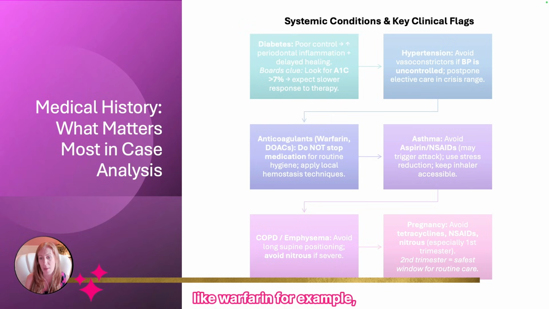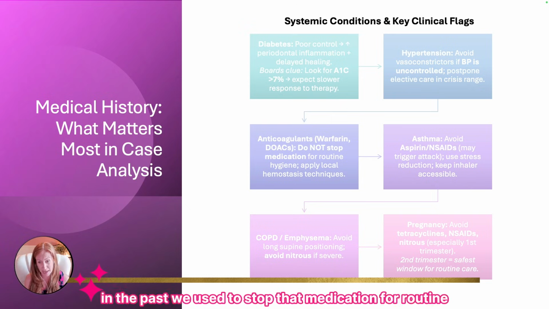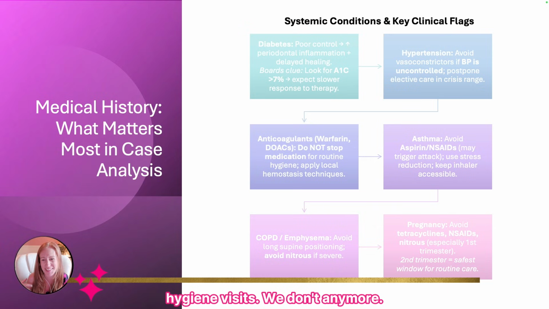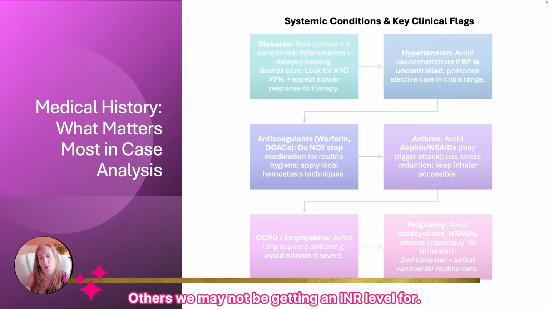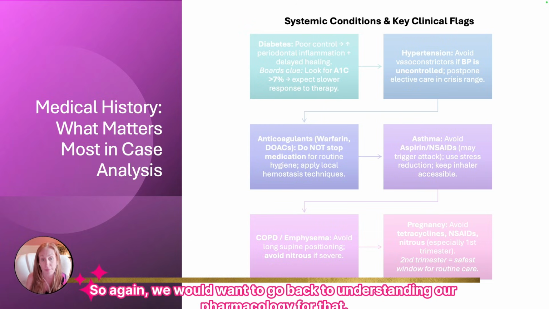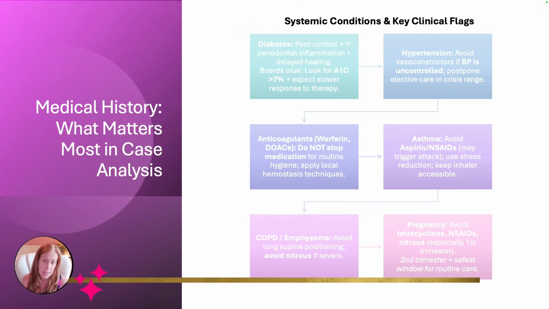Anticoagulants, like warfarin, for example, in the past, we used to stop that medication for routine hygiene visits. We don't anymore. And yet some of these medications, like warfarin, we could get an INR level, which is a clotting factor time, or a prothrombin time. Others we may not be getting an INR level for. So again, we would want to go back to understanding our pharmacology for that.